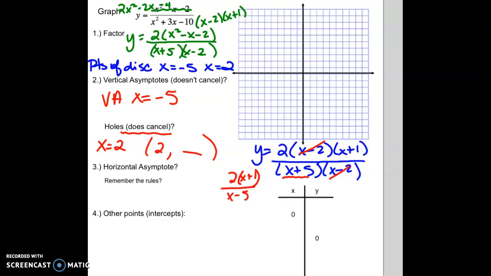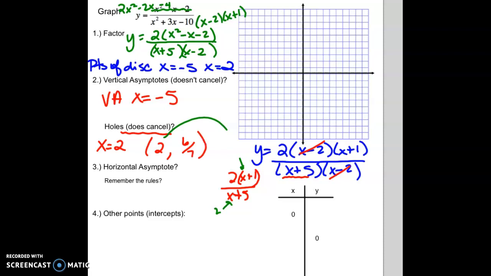And if we plug a 2 in for our x, the top becomes 2 times 2 plus 1, 2 times 3 would be 6 for the numerator. Denominator, putting a 2 in there gets us 2 plus 5, which is 7. Sorry, this is supposed to be a plus 5 here, x plus 5, so we end up with 6/7 for our hole.